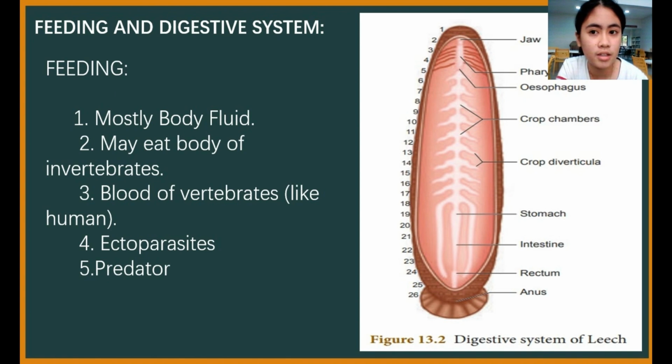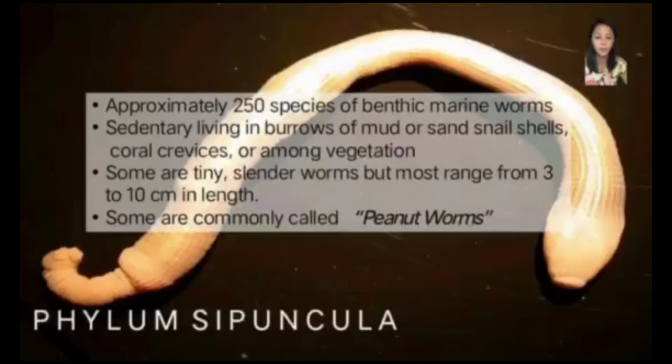So this is what their digestive system looks like. From the jaw to the pharynx, to the esophagus, to the crop chambers, to the crop diverticula, to the stomach, to the intestine, rectum, and of course the posterior, the anus.